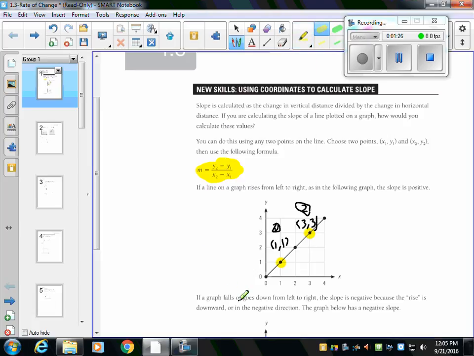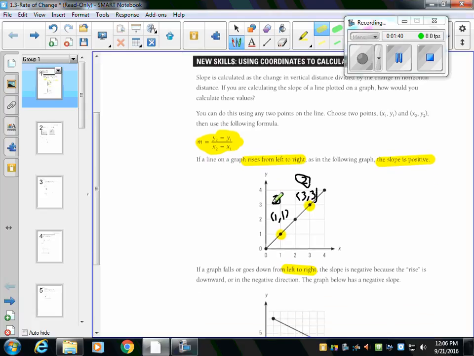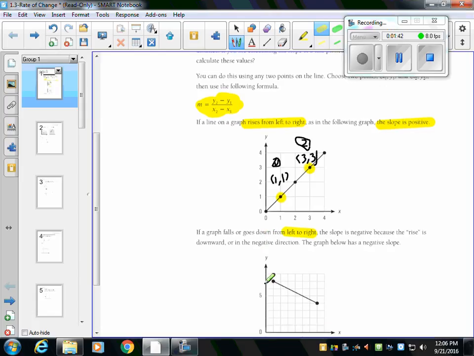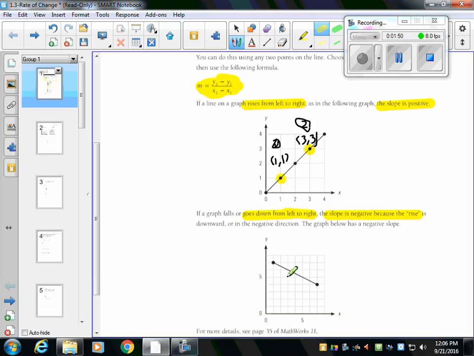as we go from left to right. So this from left to right goes up. So this is a positive slope graph. So when you go up or rises from left to right, then the slope is positive. If the graph goes down when you read left to right, then you're going to end up having a negative slope because the rise is negative.